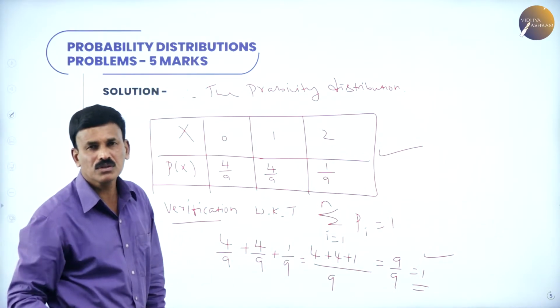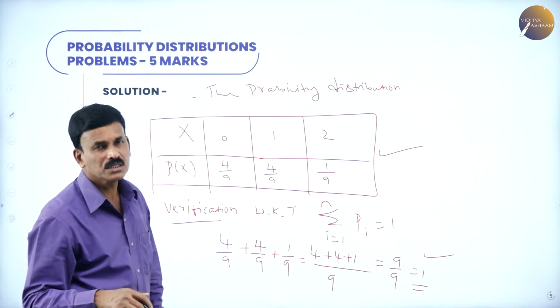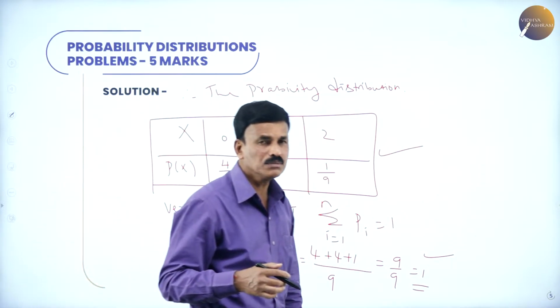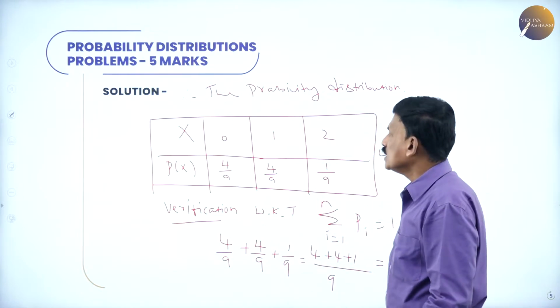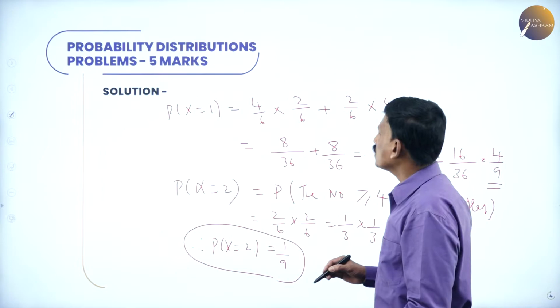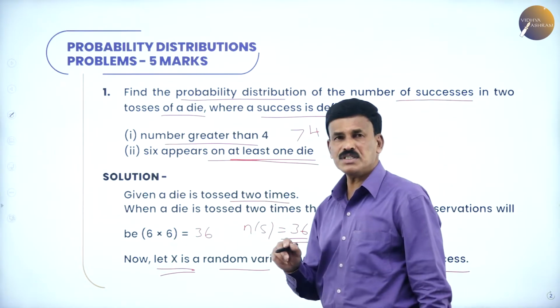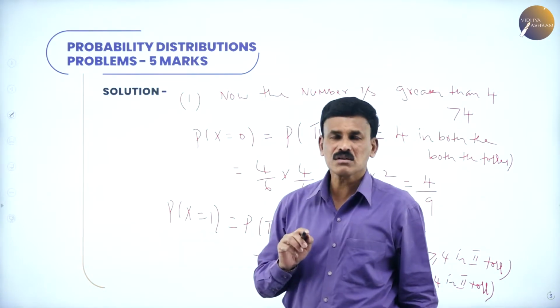Okay, hope you followed. This is a very important problem. So if you do this much, you will get 5 marks. This is 5 marks for the first part. For the second part also, you may expect 3 marks or 5 marks. Okay, this is the first part. Now, come to the second part of the problem. What is the second part of the problem? 6 appears on at least one die. What is given? Given that 6 appears at least once on one die.